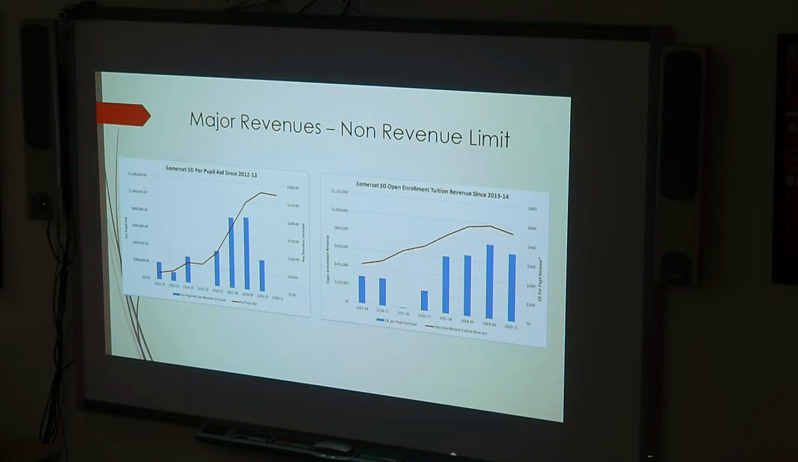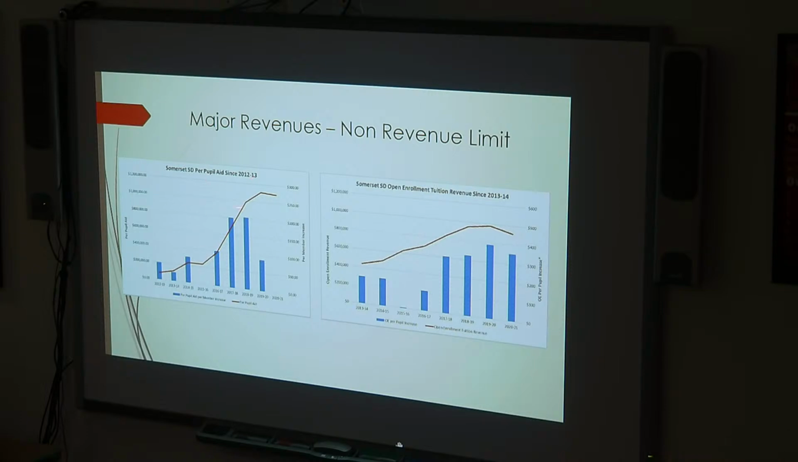And then I wanted to point out 2 different non-revenue limit revenues that have become, for us, decent size. After this, the next sizable revenue would be federal grants, and they don't come close to these amounts. So each one, the red line illustrates the total amount of the revenue we're talking about.